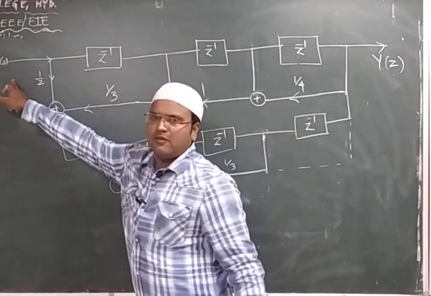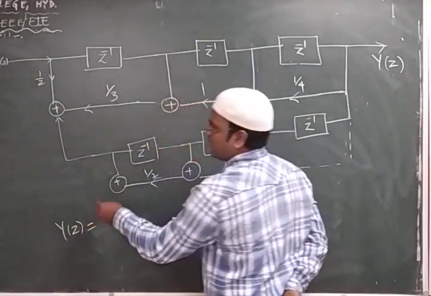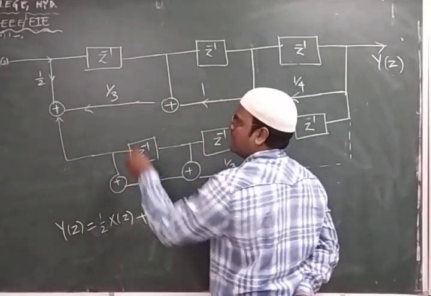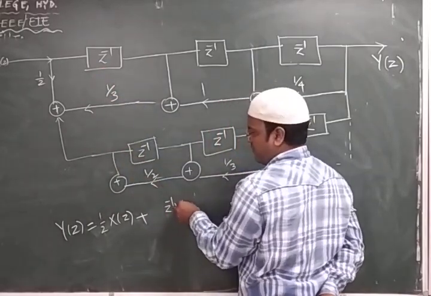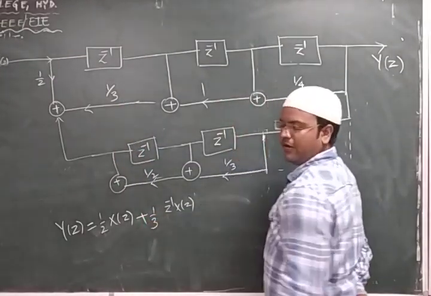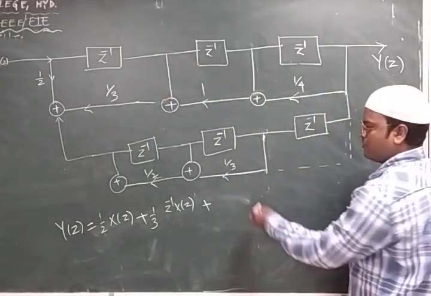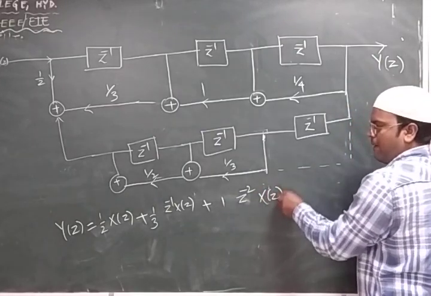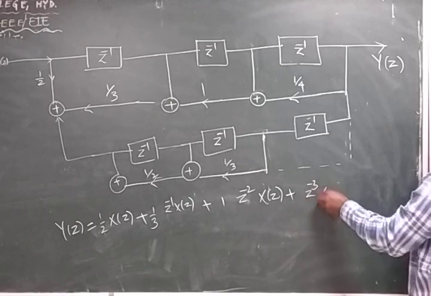First is x of z multiplied by 1 by 2. So I want to write y of z. So y of z is 1 by 2 x of z plus the second factor. So what is the second factor here? Z power minus 1, since x of z is there for this also, x of z with multiplication factor 1 by 3, right? Plus next, z power minus 1, z power minus 1 is z power minus 2. So in this one I can write z power minus 2 with the multiplying factor of 1 with x of z plus next coefficient. What is the next coefficient we do have? Z power minus 3 x of z.